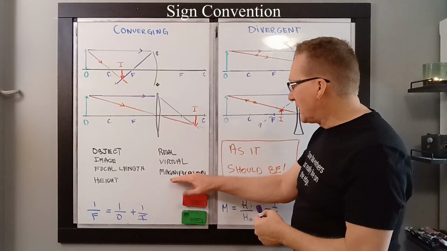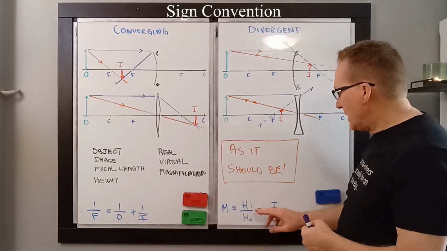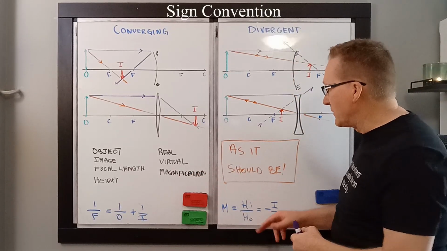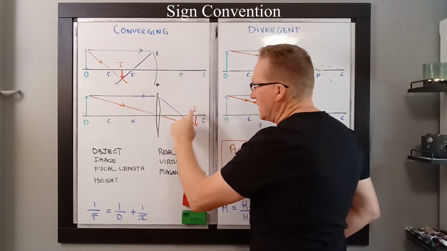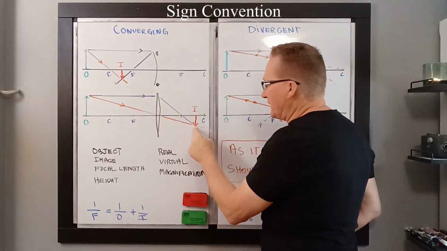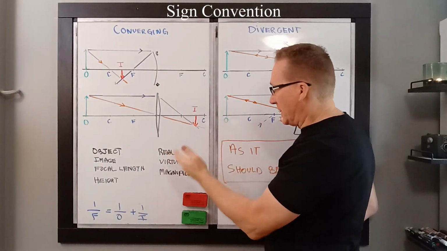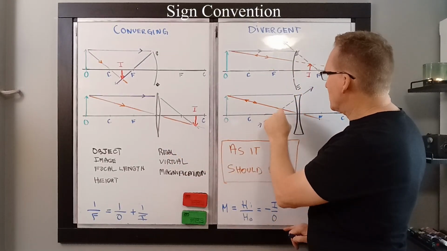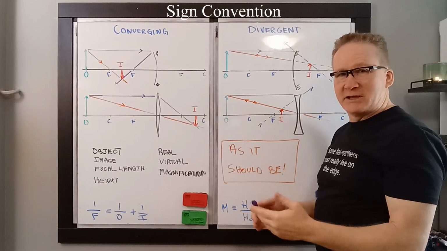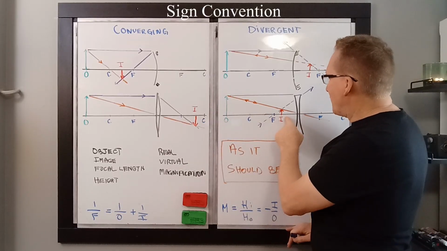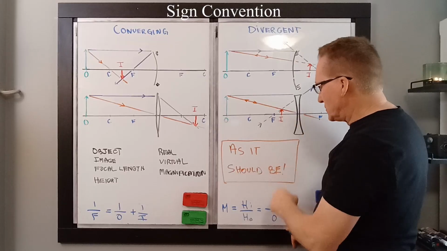And finally, there's the magnification, which according to this formula here is just simply the height of the image over the height of the object. So in this case, the image here is negative and the object is positive. So the magnification is going to be negative, just like you would expect, just as it should be. Over here, notice the image is shorter, but it's still upright, which means the magnification is a positive number, but it's maybe a fraction, like 1/4 or 1/2, just as it should be.